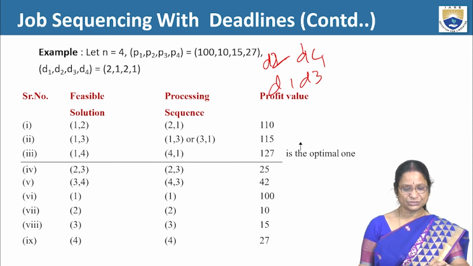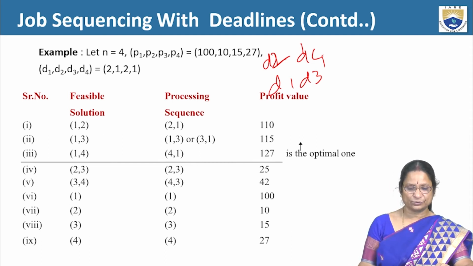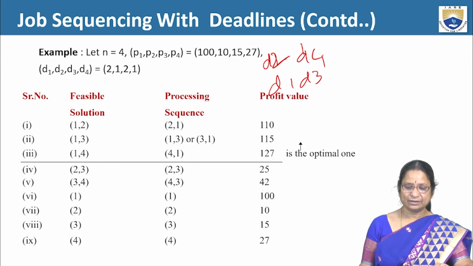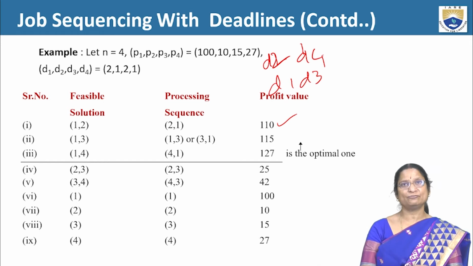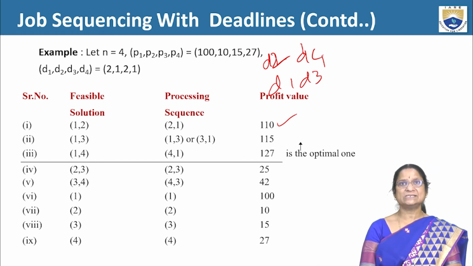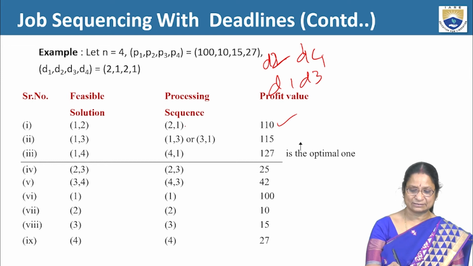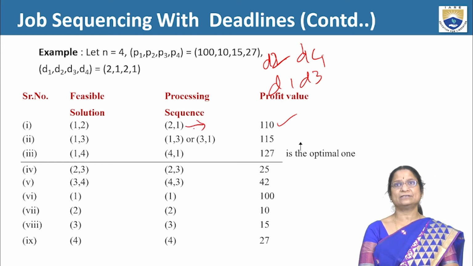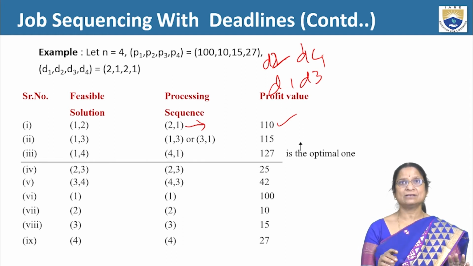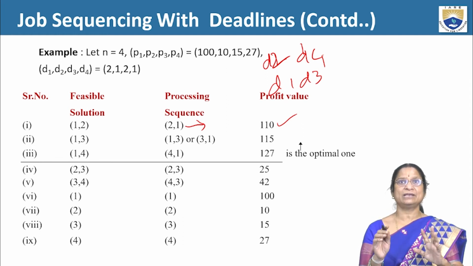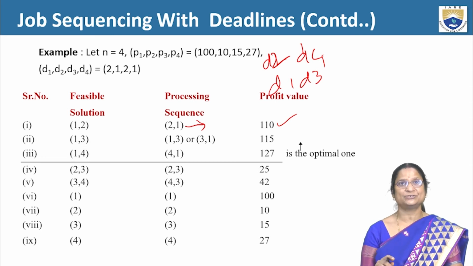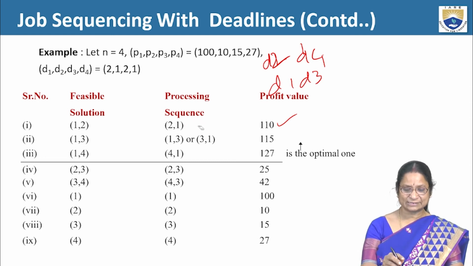So what are the feasible solutions? I'll consider all combinations. Take 1 and 2. 1 is 100 and 2 is 10, totally 110. But what is the deadline of 1? The deadline of 1 is 2, and the deadline of 2 is 1. So first 2 will be executed, then 1 will be submitted. Both are possible. The order 1, 2 is not possible, because once 1 is completed, deadline 1 is reached, so 2 cannot be done further. That's why 2, 1 is the sequence.